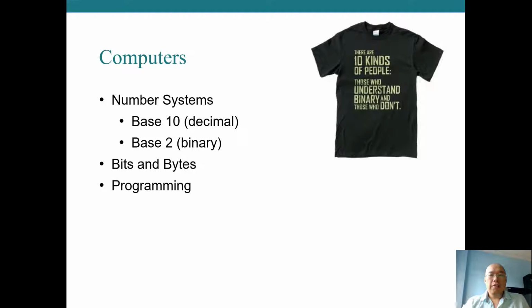Okay, so if we are talking about binary, that is a base-2 number system, right? In binary numbers, what does 10 mean? 10 means 2, right? So there are 10 kinds of people, but if we convert the 10 to a decimal, base-10 number, that's a 2. So there are really only two types of people: the people who understand binary and the people who don't, right?